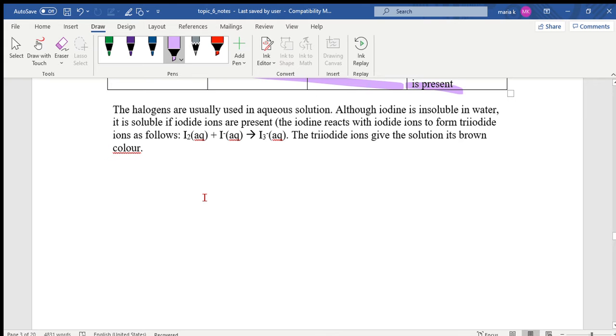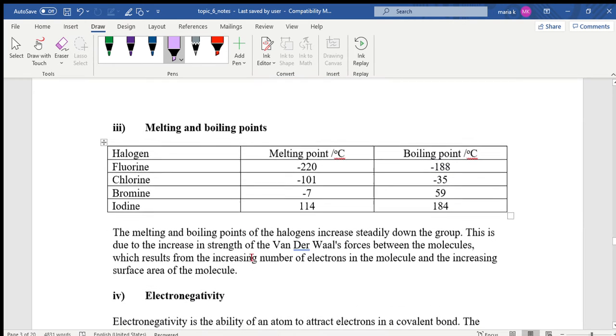Iodine is insoluble in water. Although iodine is insoluble in water, it is soluble if iodide ions are present. Okay, it forms triiodide, which gives it its brown color.